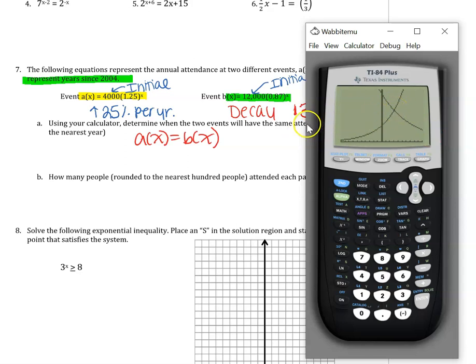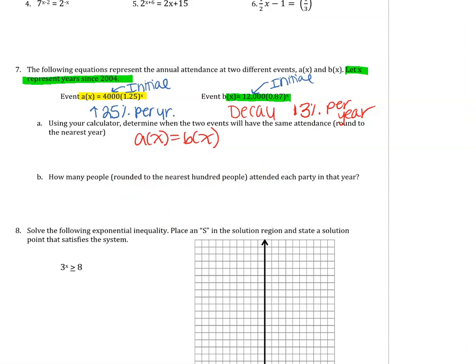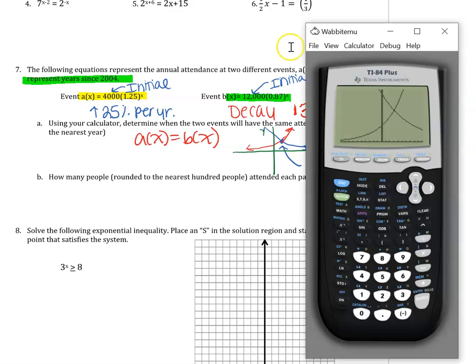Okay, so like I said, whenever you're doing stuff in the calculator, you're going to want to sketch a graph. So for this one, I actually will. Let's sketch a picture. Okay, this is my exponential growth function. This is my exponential decay function. They're intersecting right there. That's when their attendance will be the same.